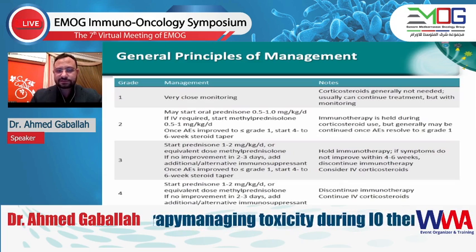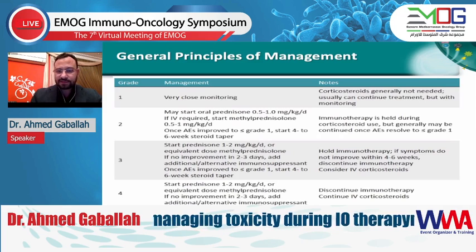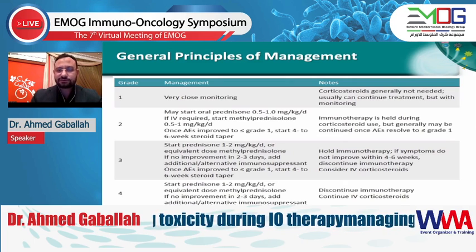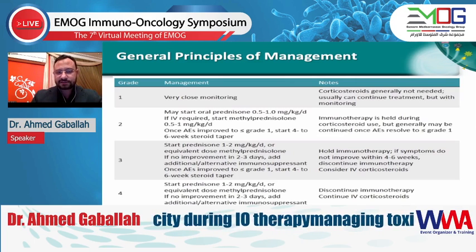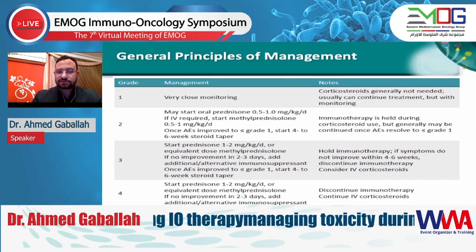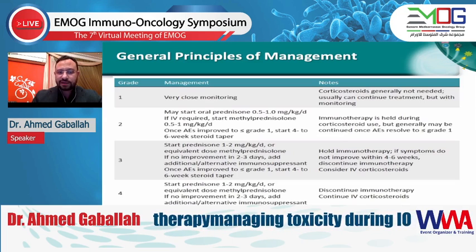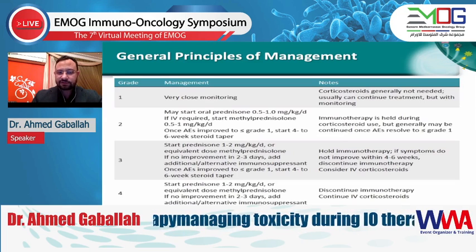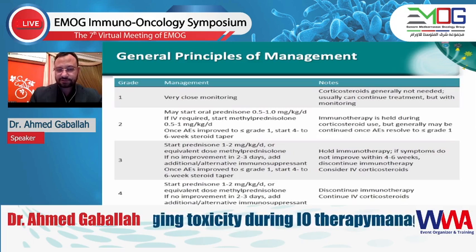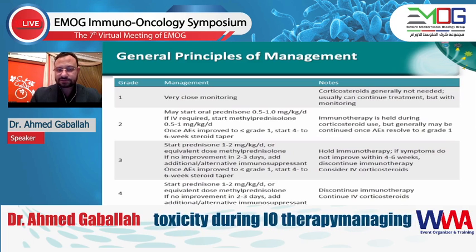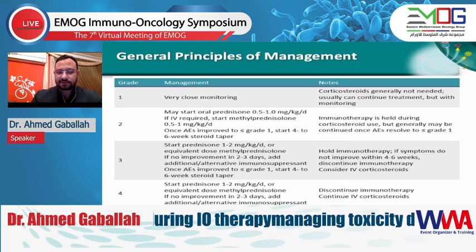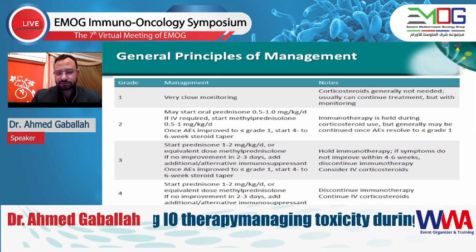But in grade 3 and 4 toxicities, usually we should stop the immunotherapy medication. In grade 3, in most of the cases, it is difficult to restart, but in some instances, we can restart the immunotherapy again. We usually start with a higher dose of oral steroids, and if the patient is not improving within 2 to 3 days, we shift to IV steroids, or we can add alternative immunosuppressants. And once the patient improves, we taper the steroids again. For grade 4, usually we start with high dose steroids, and if not responding, we quickly move to IV steroids, and then we can add other immunosuppressants.